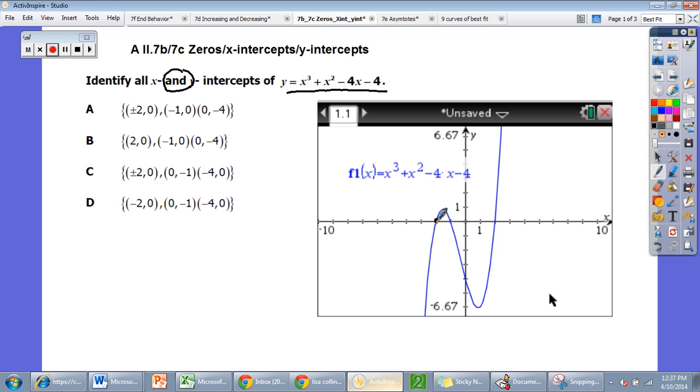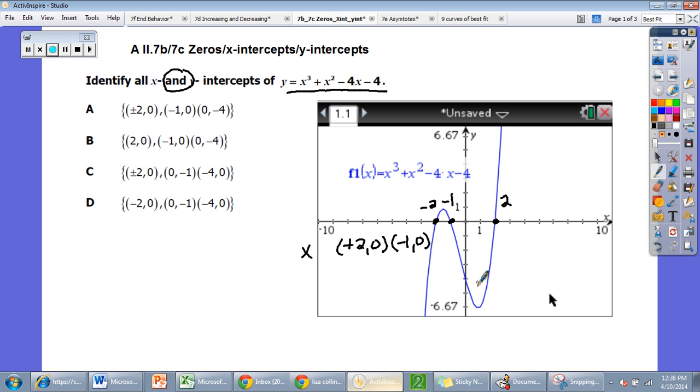So here are our x-intercepts. Okay, so we have -2, -1, and +2. So we have plus and minus 2, 0. That's how they're listing the x-intercepts. And then we also have -1, 0. Those are the x-intercepts.